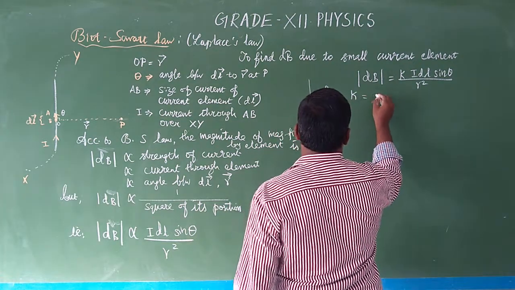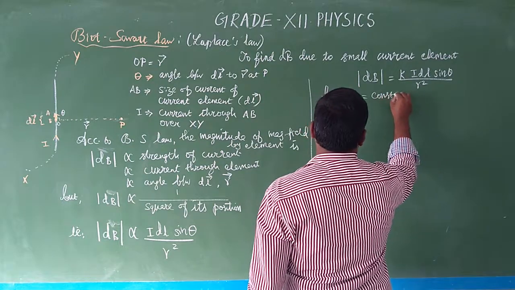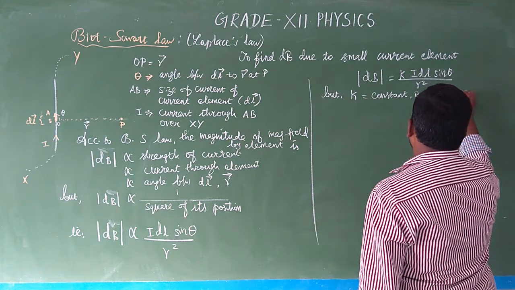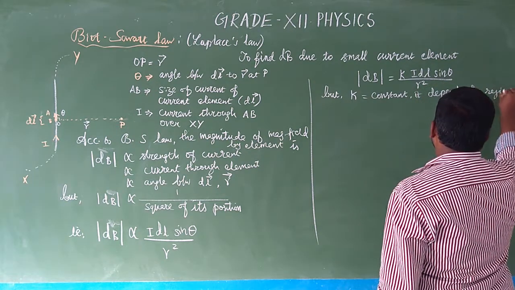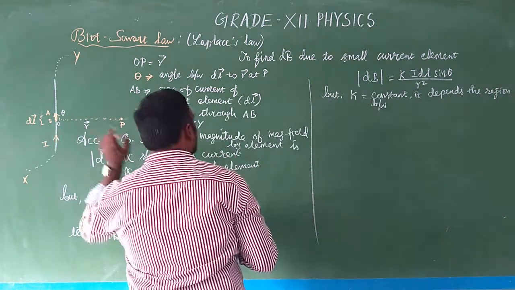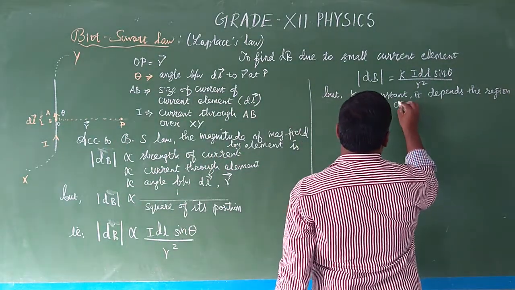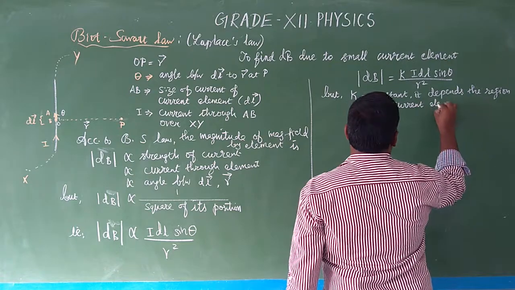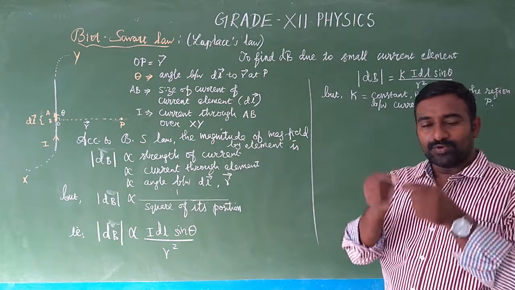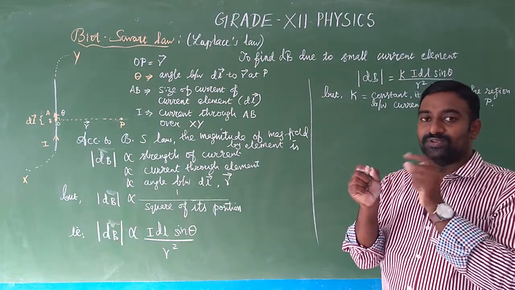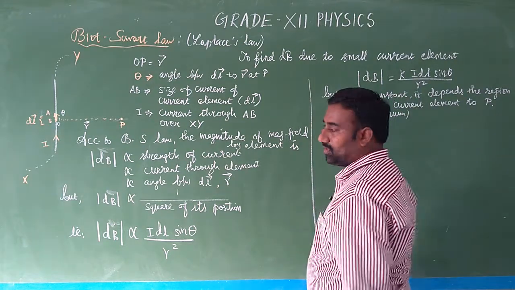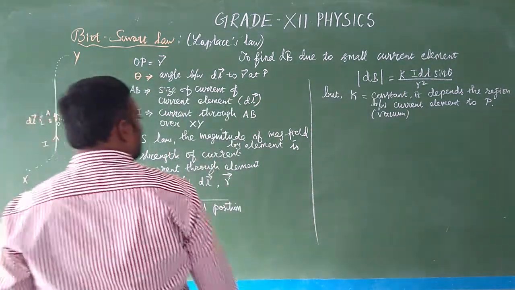The K is a constant, and it depends on the region between the current element and the point P. But maximum நம்ம கண்டக்டருக்குள்ள என்னதான் இருக்கும் அந்த current elementலயும் நம்ம measure பண்ணக்கூடிய பாயிண்ட்டும், it's a vacuum. Generally we take this value as constant in vacuum, that is the region between point P and the current element AB.